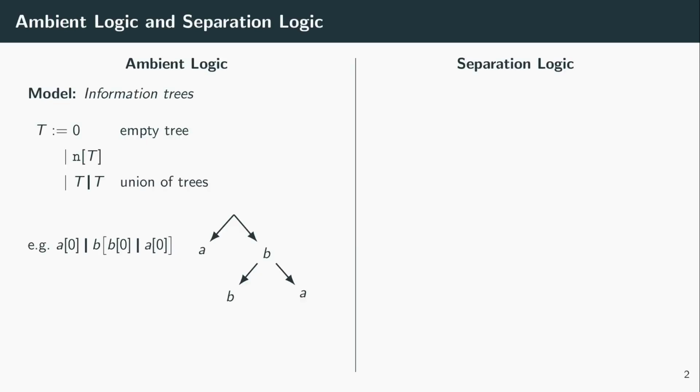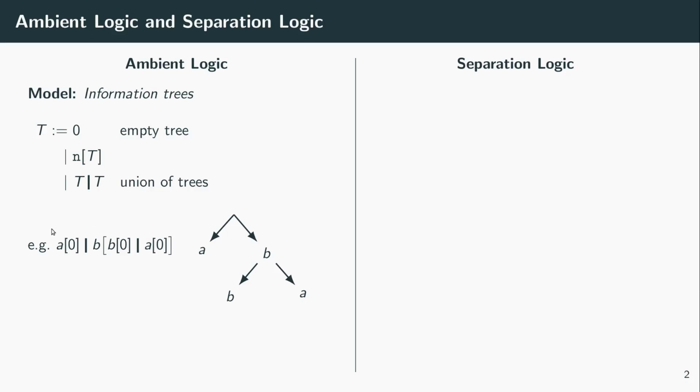Ambient logic is interpreted on information trees that are trees from this grammar here. 0 stands for the empty tree. n[t] stands for a tree where the root has only one child, labeled n, and then this child has a certain subtree. And then instead, the parallel composition here does the union of trees, which means that actually the root of the two trees will be merged.